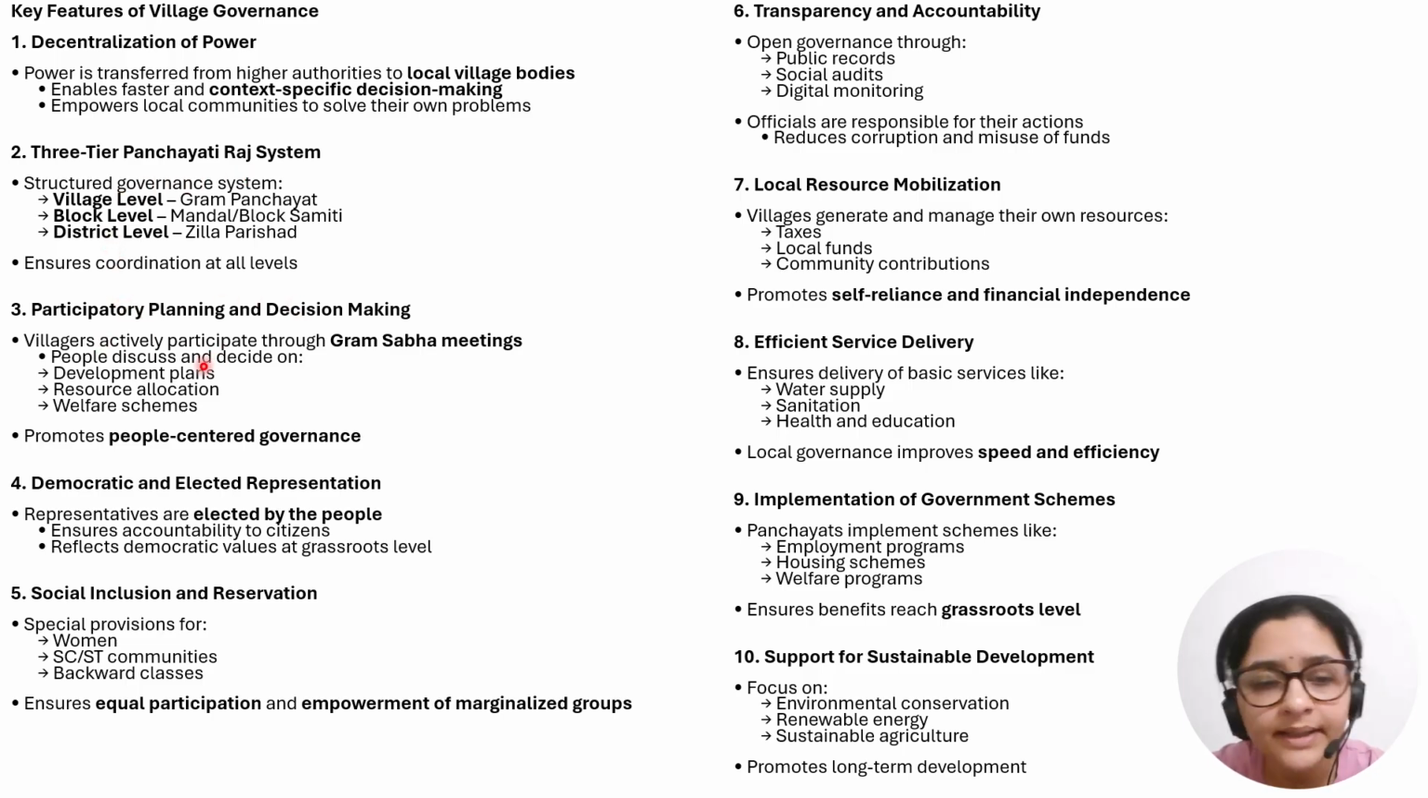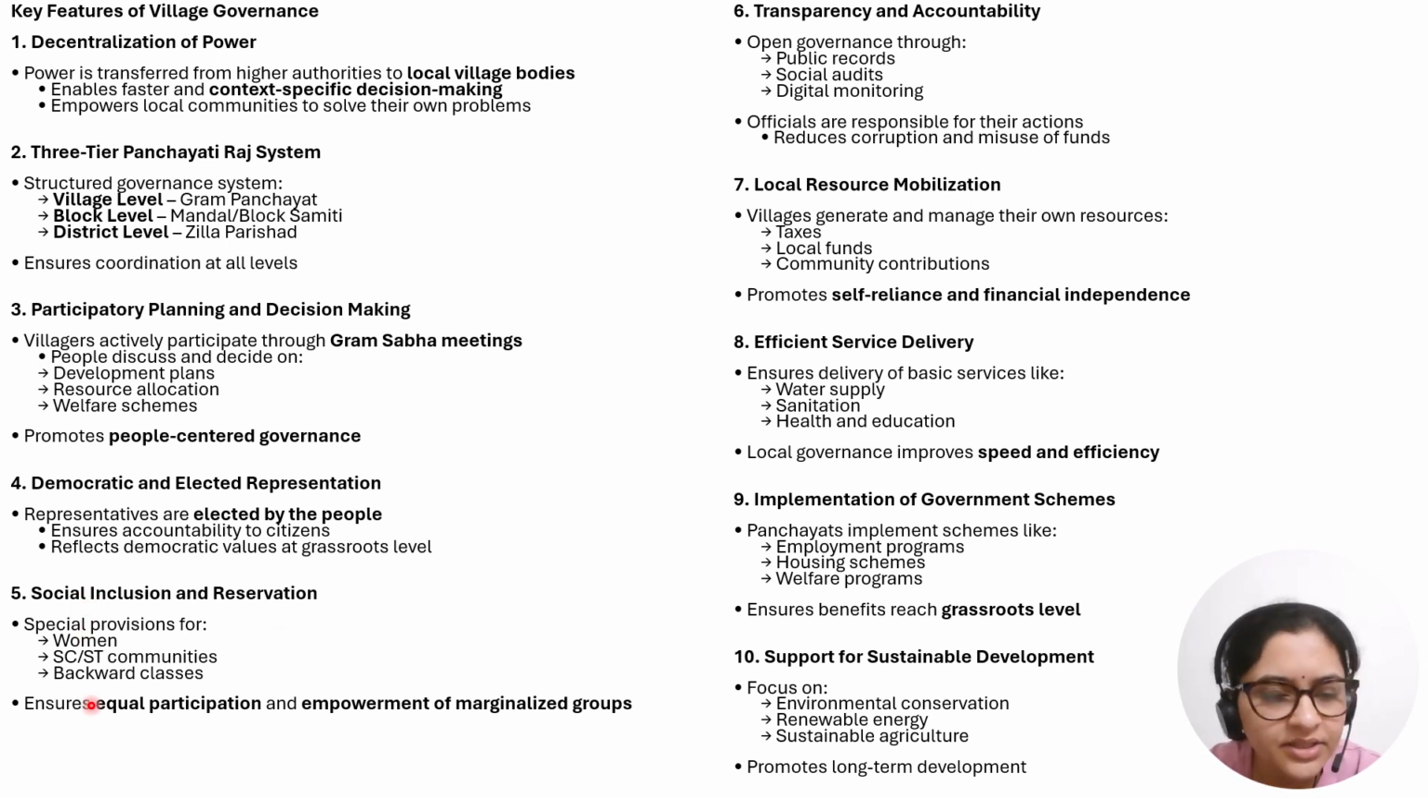Then participatory planning and decision making. So villagers actively participate in village decision making through Gram Sabha meetings. Then it promotes people-centered governance. Next, democracy and elected representation. So the representatives and officials are elected by the people. This ensures accountability to citizens and it reflects democratic values at grassroots levels. Grassroots means villages are the roots of the nation, right? So if democracy happens in village, that means it will happen all over the nation.